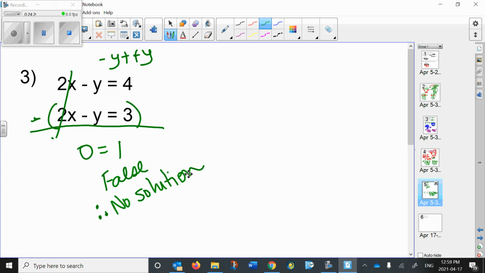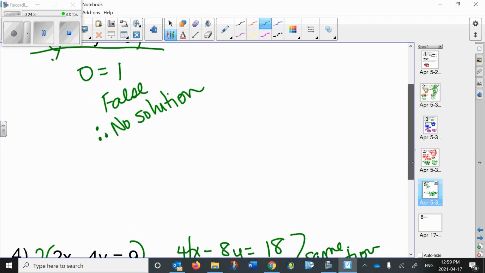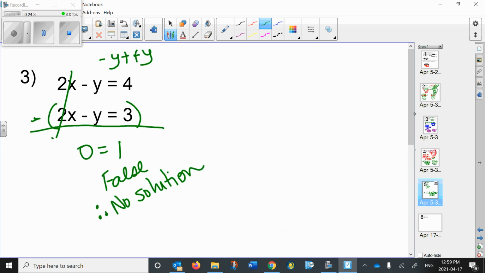Okay, so you will have an assignment based on this as well. And so hopefully these make some sense to you. There are always the 3 different ways you can solve the equations, which is the graphing way, the substitution way, and the elimination way, which we just did today.